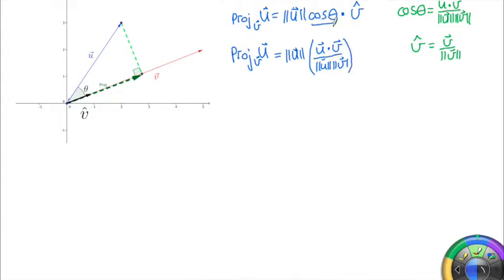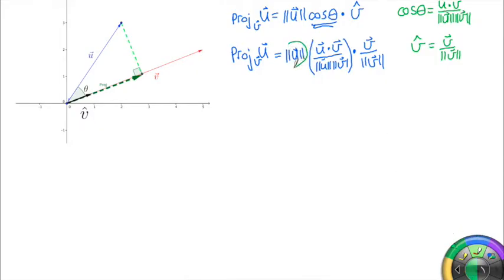So we're just doing a direct substitution of what cosine of theta is equal to. And then we have this v hat here, so we'll multiply by the vector v divided by its magnitude. Now that's a lot of symbols, but we can break it down into scalar and vector. So let's break it down into scalar and vector.